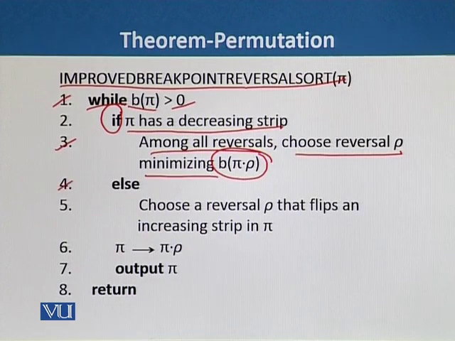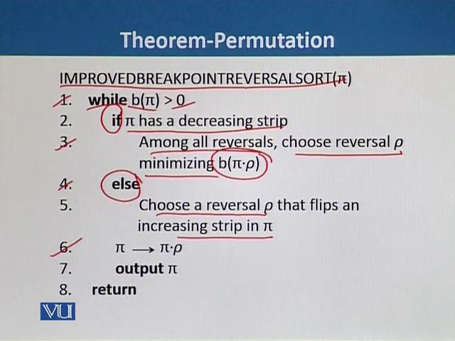In the fourth step, the else condition will apply, and that is to choose a reversal rho that flips an increasing strip in pi. So it means that the elements that are in the decreasing order should be flipped so that they become in the increasing order. In the sixth step, we will assign the value pi rho to pi, and after assigning the value, we will get the permutation, which will be the outcome of this algorithm, and we will get the correct answer.